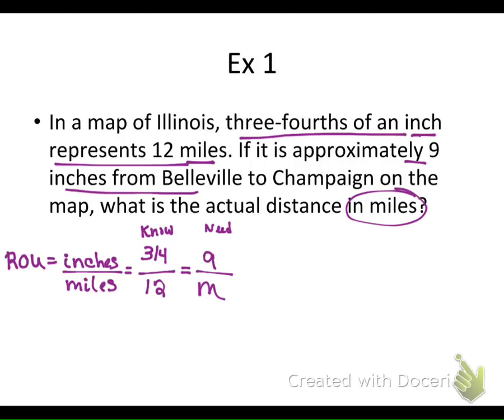So these are the steps you know how to do. So we're going to cross multiply. 3/4 times m equals 3/4 m. Then I'm going to cross multiply 12 times 9. What's 12 times 9? 108. Now, if you notice, I put an equal sign between each of my steps. When I'm starting new steps, I'm going to put an equal sign.